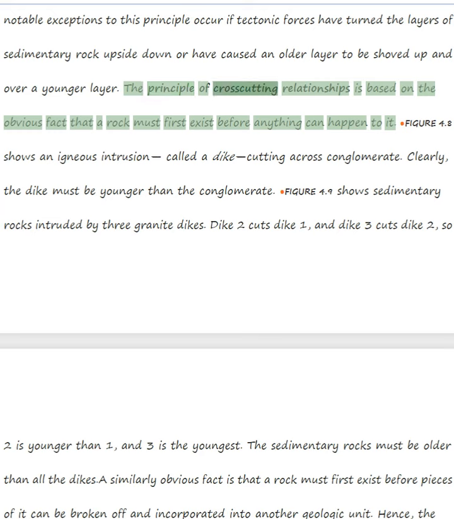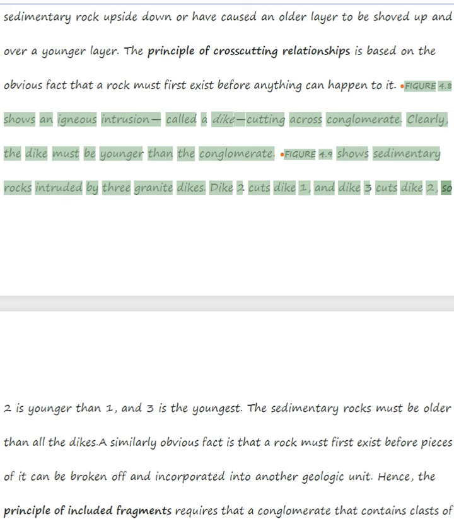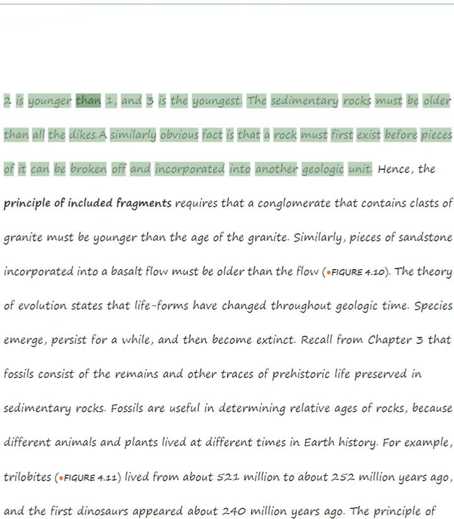The principle of cross-cutting relationships is based on the obvious fact that a rock must first exist before anything can happen to it. Figure 4.8 shows an igneous intrusion, called a dike, cutting across conglomerate. Clearly, the dike must be younger than the conglomerate. Figure 4.9 shows sedimentary rocks intruded by three granite dikes. Dike 2 cuts dike 1, and dike 3 cuts dike 2, so 2 is younger than 1, and 3 is the youngest.